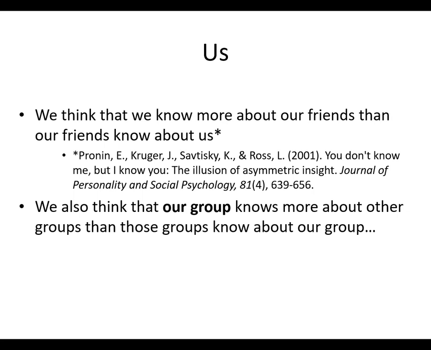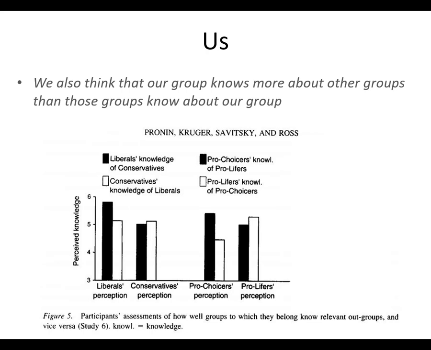You can have a group of just 3 friends. Those 3 friends can be part of all kinds of different groups. So 2 of the 3 friends are liberals, and they think liberals know more about conservatives than conservatives know about liberals. And 2 of the 3 friends are pro-choice, and they think that pro-choice people know more about pro-lifers than pro-lifers know about pro-choicers. But the one who's a pro-lifer thinks that she knows more about pro-choicers than pro-choicers know about her.